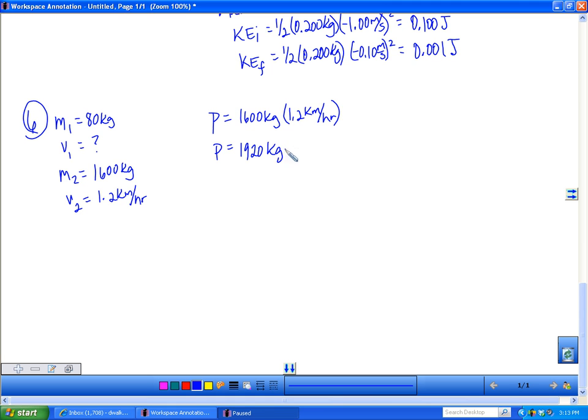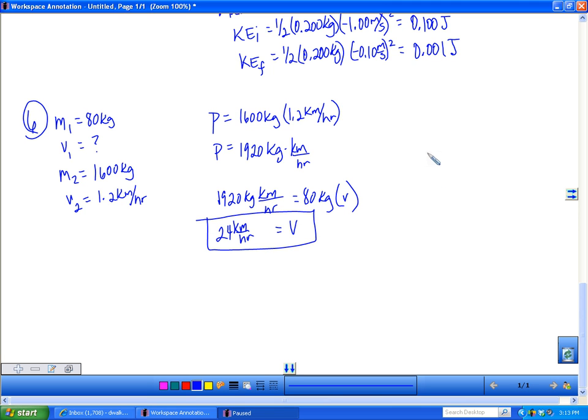No, I'm sorry, kilograms, and then I had kilometers per hour. And so your momentum is going to become 1,920 kilogram kilometers per hour. And you're going to set that equal to 80 kilograms times your velocity. And your velocity, your speed, is going to have to be 24 kilometers an hour. And that makes sense because this is actually 20 times more massive, so your speed needs to go up by a factor of 20. All right, I'm going to stop, and then I'll record 7 through 10, and we'll be done.